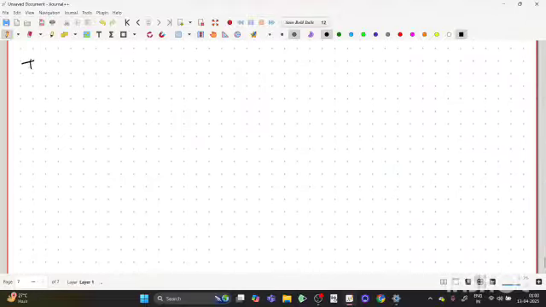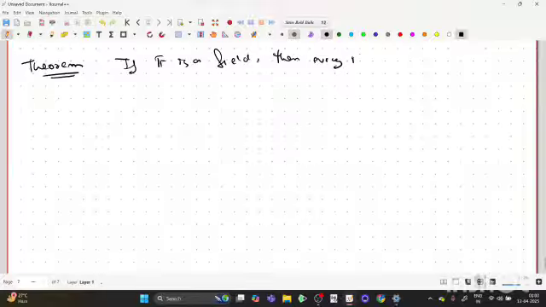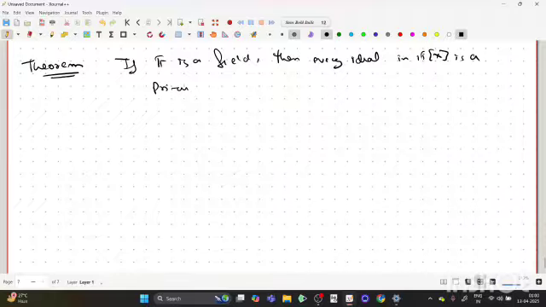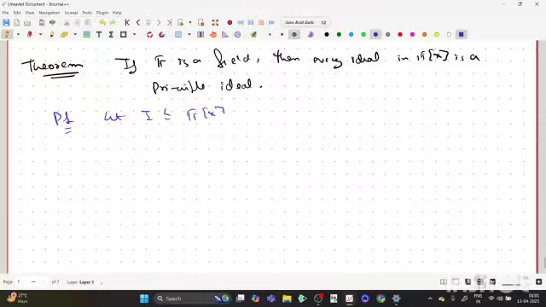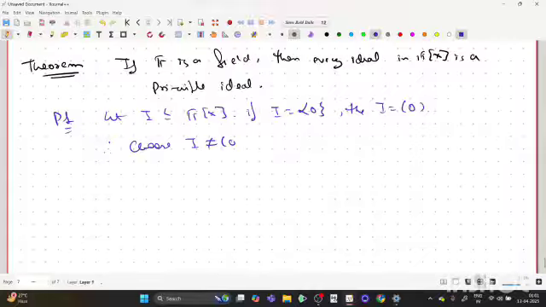Okay. So theorem: if F is a field, then every ideal in F[x] is a principal ideal. Okay, so let's try and prove this. The proof is fairly easy. Just go through the steps, and the proof is actually very easy. Let I be an ideal in F[x]. Now if I consists of only the zero element, then I is simply generated by the zero element. Therefore, choose I to be a non-zero ideal.